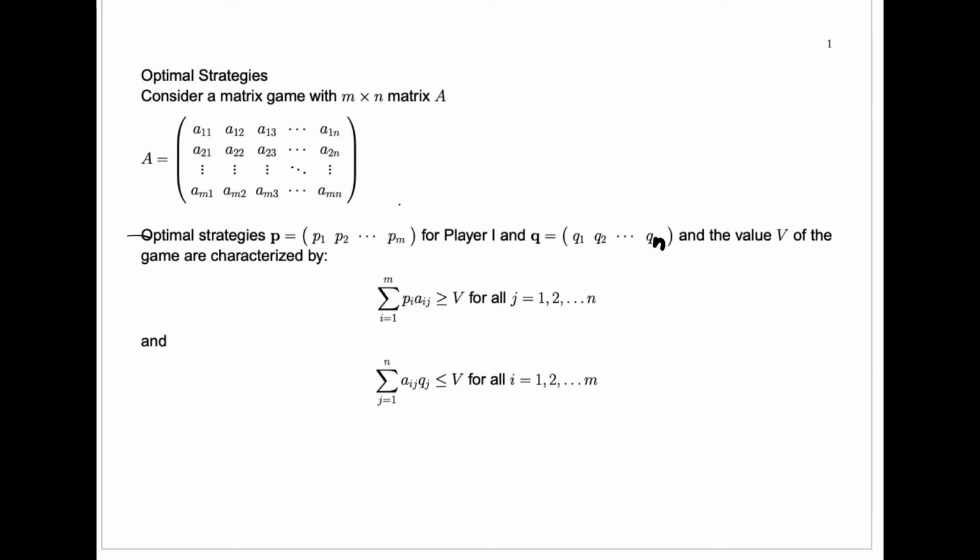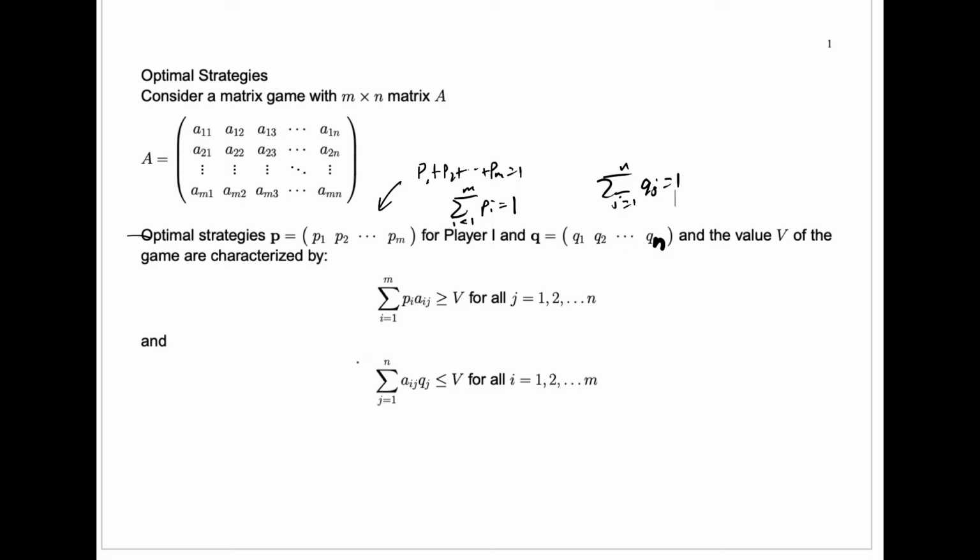And remember, since these are probability vectors, we need to have P1 plus P2 up to Pm equal 1, or in other words, the sum from i equals 1 to m of P sub i equal to 1. And similarly for Q, the sum from j equals 1 to n of Q sub j must be 1. The value of the game V, we've seen before, is characterized by these inequalities. The sum from i equals 1 to m of P sub i times a sub ij must always be greater than or equal to V for each j equals 1 to n.